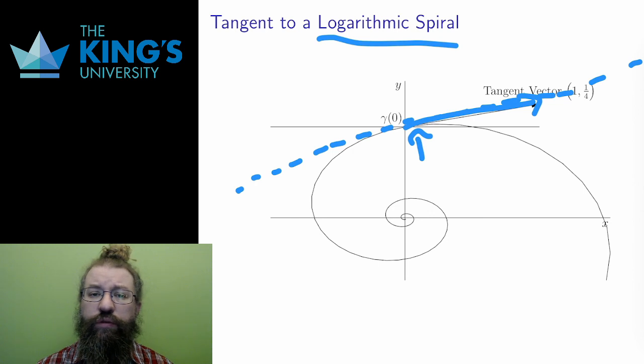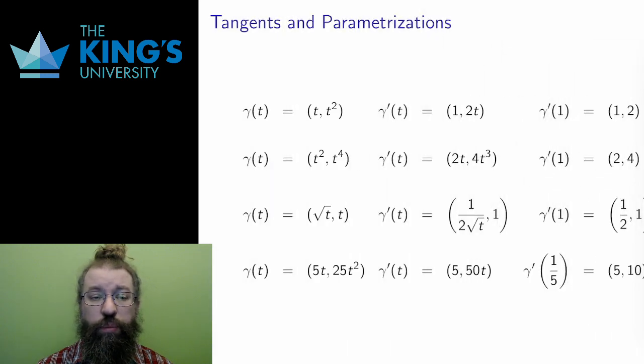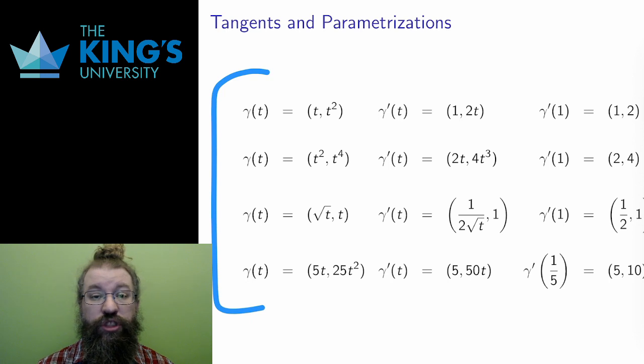Let me go back to the four parameterizations of a portion of the parabola that I used in the previous video. Here they are on the left: t, t squared; t to the 4, root t; t, t squared; and 5t, 25t squared. All of them traced the parabola. They all went through, for example, the point (1, 1).